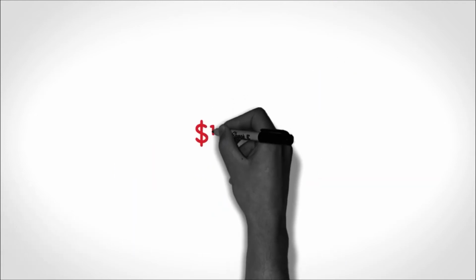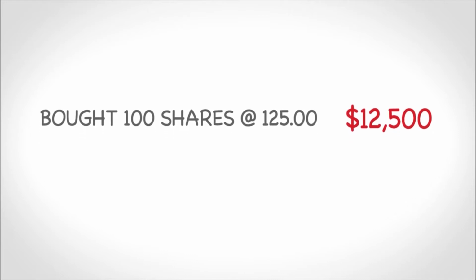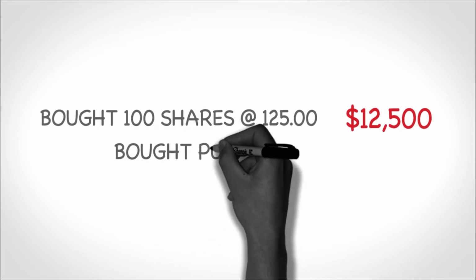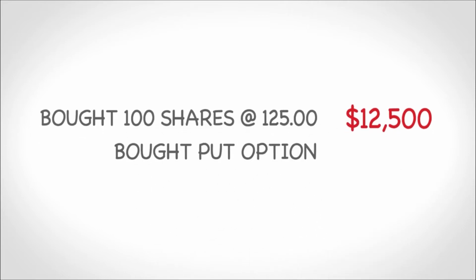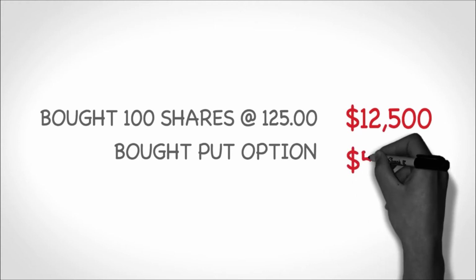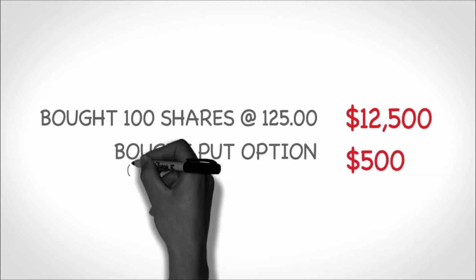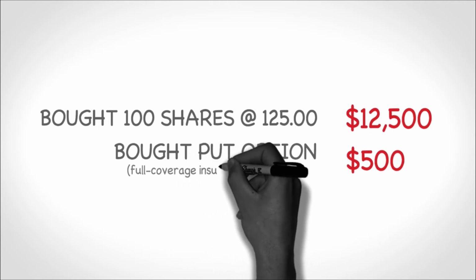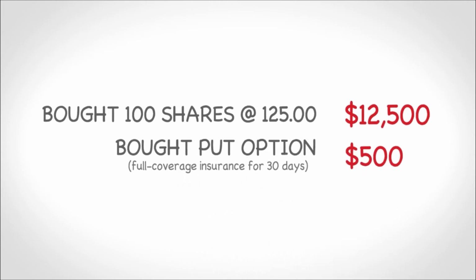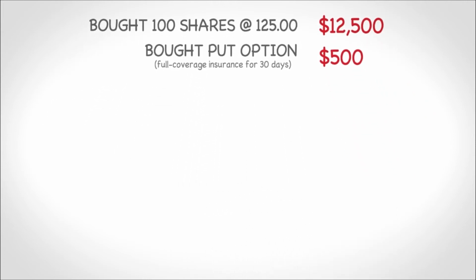You bought $12,500 worth of XYZ stock, and you also purchased a put option as insurance. The price of this insurance is going to be determined by several factors, and you're going to learn about these factors in Chapter 3. For now, let's just say you had to pay $500 for this put option. And this gives you full coverage insurance for the next 30 days. Now, let's look at two different scenarios.